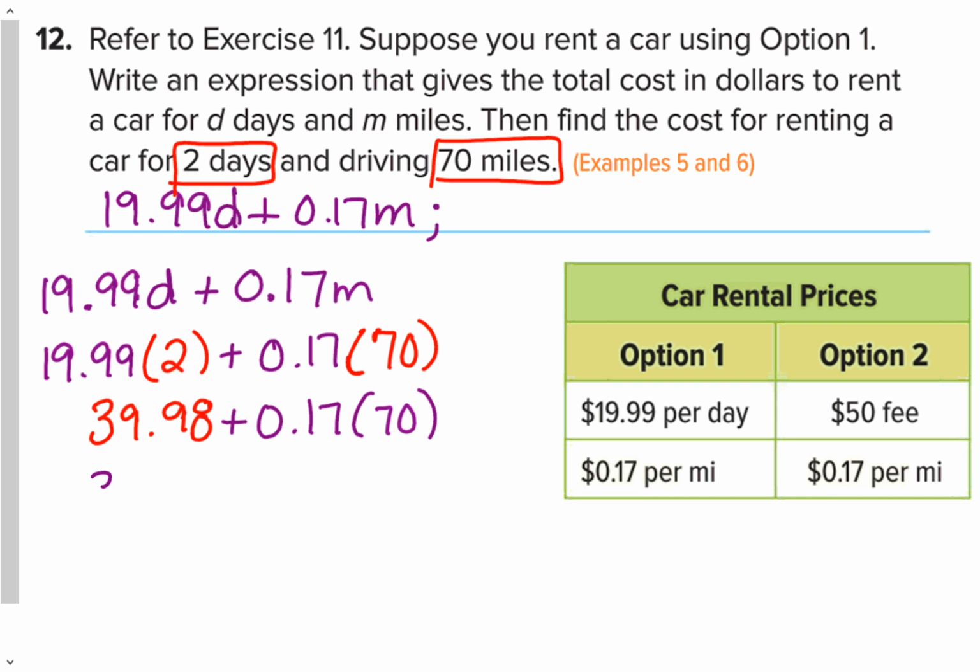Okay, so now we still have our 39.98. And now we're going to add whatever 0.17 times 70 is. That's $11.90. So let's go ahead and combine those all together. We get 51.88.